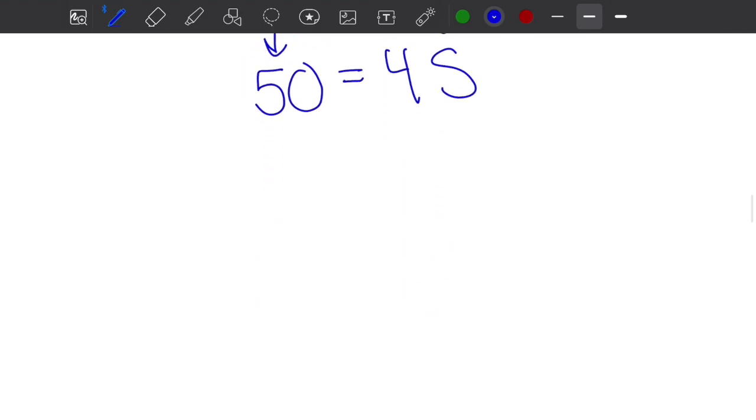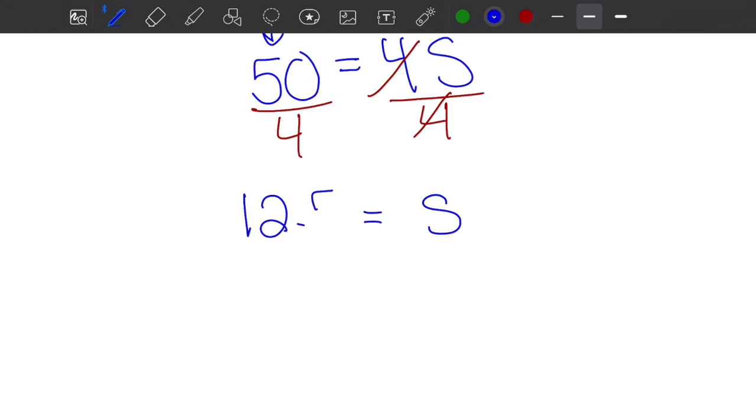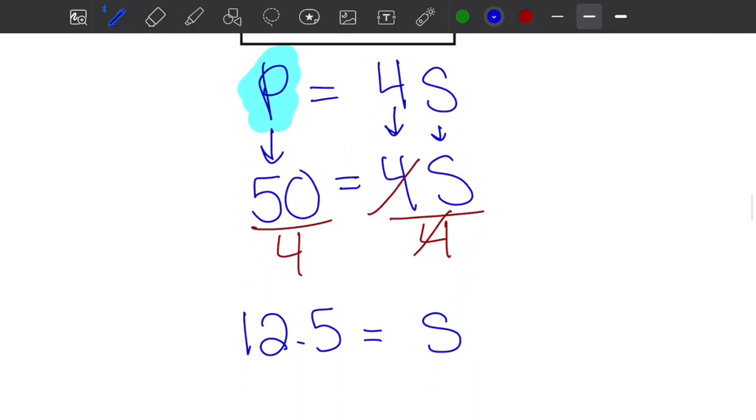Okay, so now we have a one-step equation and one unknown. All we have to do is separate the 4 from the S. The 4 and the S are multiplied, and the inverse of that, the opposite of that, is dividing, and we divide by 4 because that's the number we want to get rid of. So here we're left with S, and on the other side we divide 50 by 4, and that gives us 12.5. The units that we're using are meters, so this is 12.5 meters. That is the length of one side.